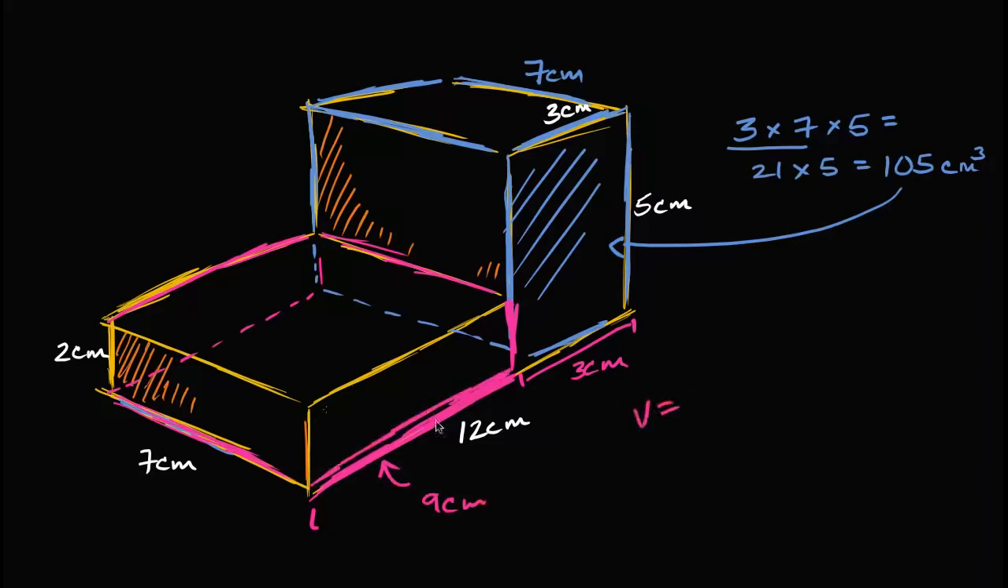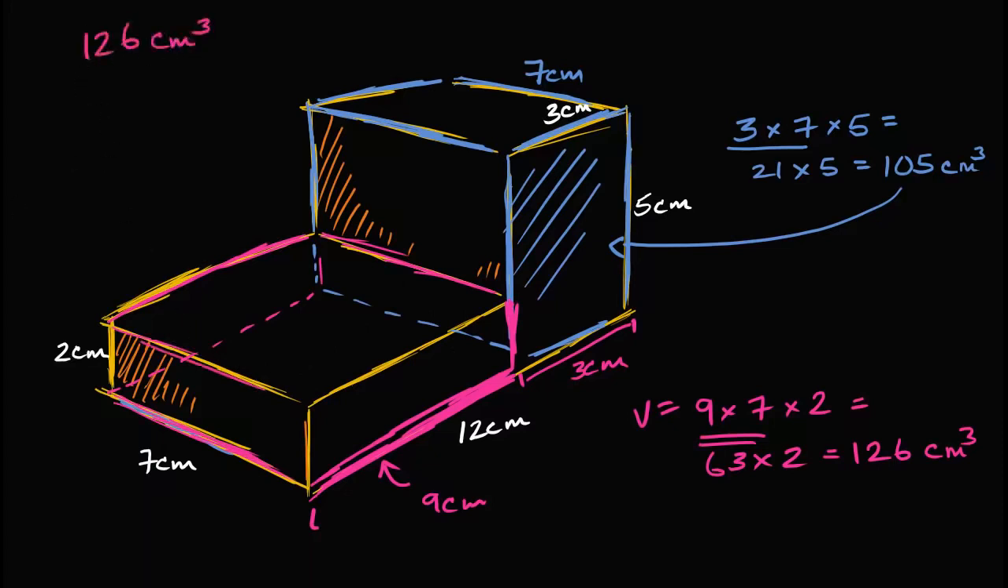So the volume of this magenta part is going to be 9 centimeters times 7 centimeters times the height, 2 centimeters, which is going to get us, well, let's see, 9 times 7 is 63. 63 times 2 is equal to, 60 times 2 is 120, 3 times 2 is 6, so it's 126 cubic centimeters. So the total volume of the entire thing is going to be the volume of the magenta stuff, which is 126 cubic centimeters, plus the volume of the blue stuff, 105 cubic centimeters.